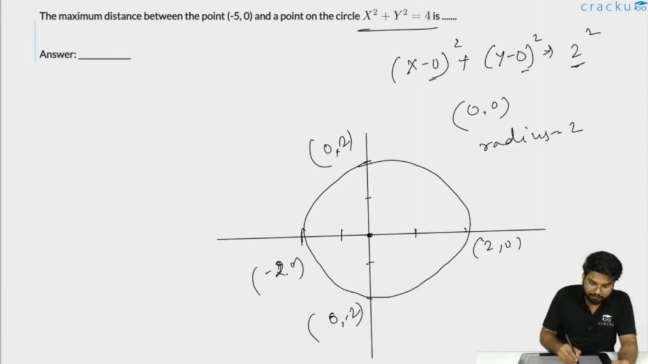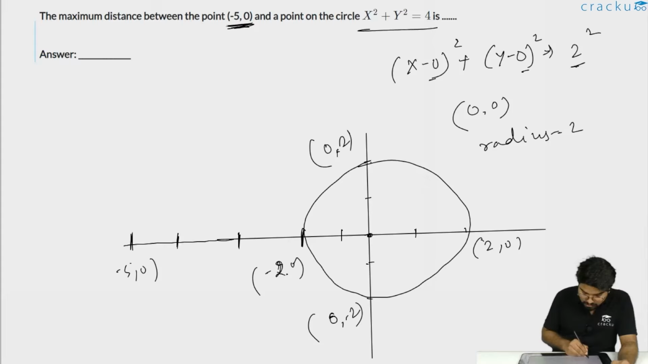We need to find the maximum distance from this point to the point on the circle. Now let's locate where this point will be. This will be on the boundary of the second quadrant. So this is minus 2, 0, minus 3, 0, minus 4, 0 and minus 5, 0. Let's say here. So this will be minus 5, 0.